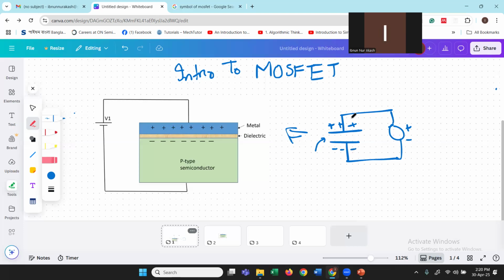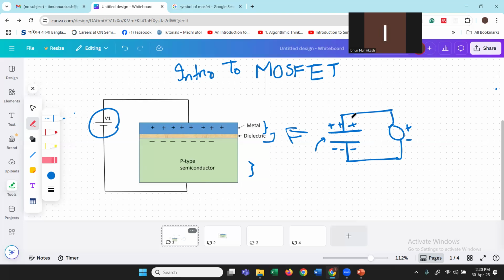In that case, we're going to use one metallic structure and one semiconductor material. In this case, I am using a p-type semiconductor. One can use n-type semiconductor as well. But the point is, we have to use one doped semiconductor material. And in between them, as usual, I have to use a dielectric as well. Now, if I apply a voltage, let's say V1, what will happen? The capacitive action will go on.